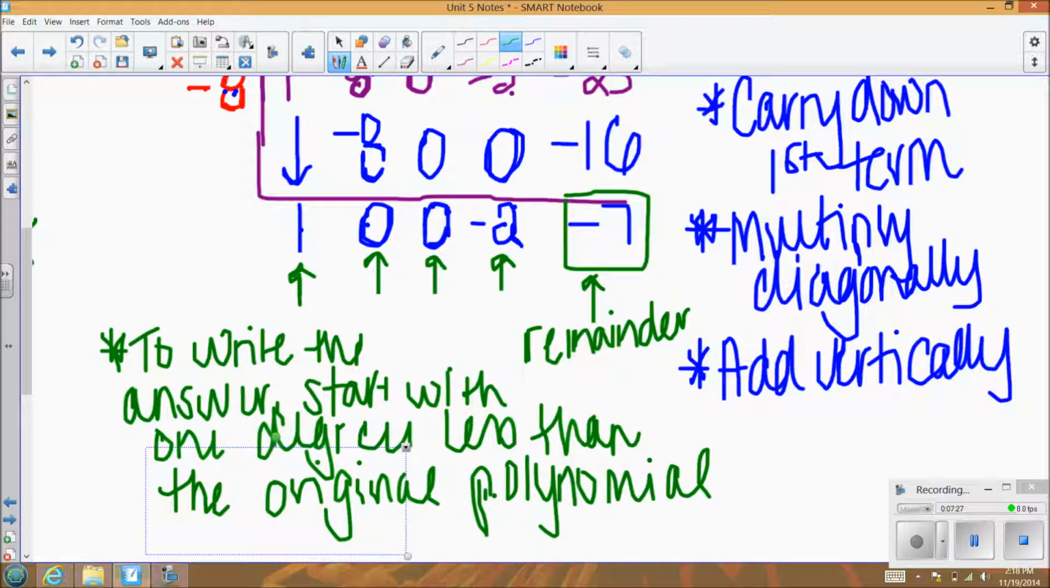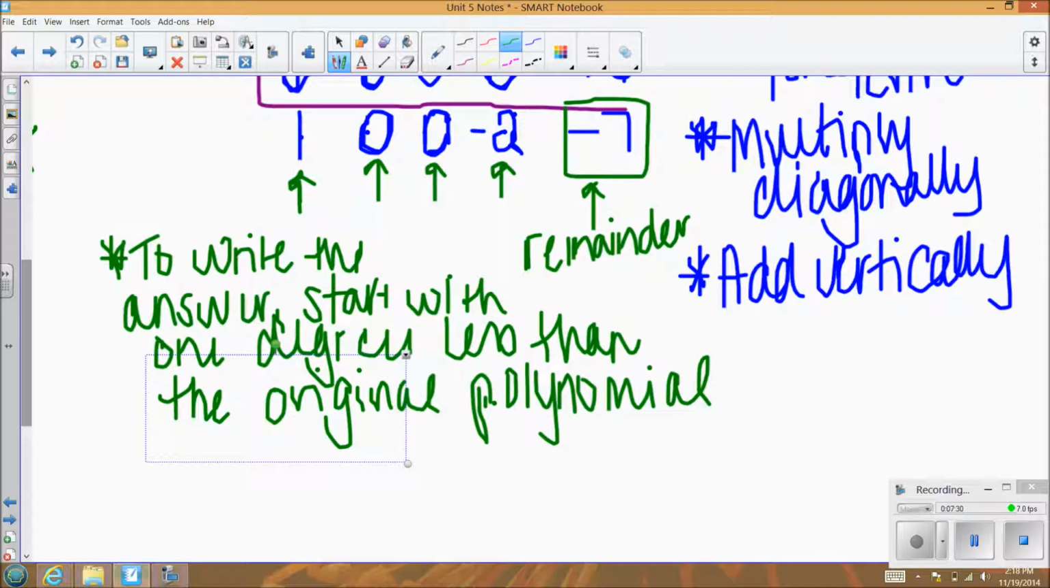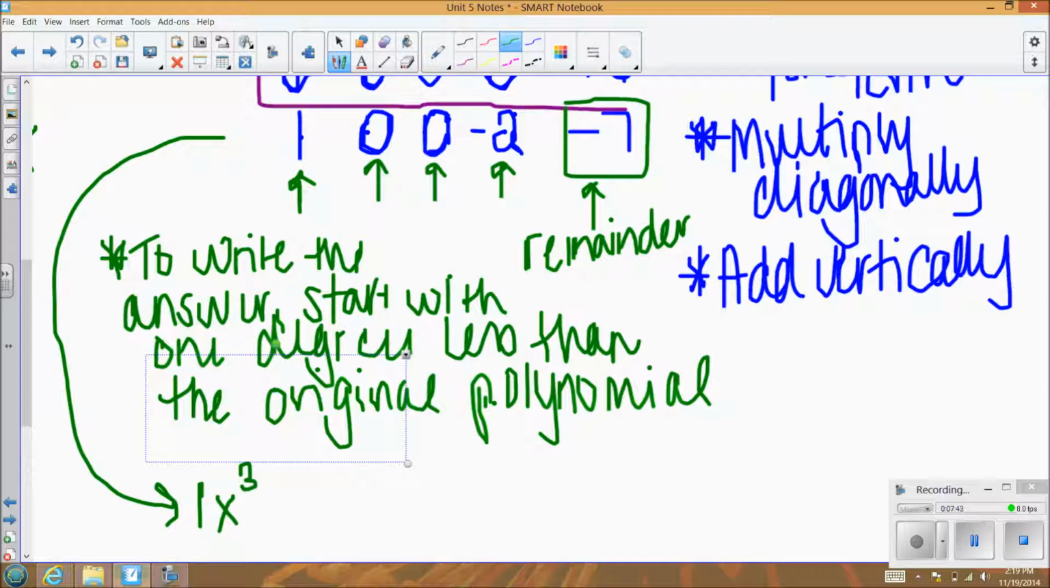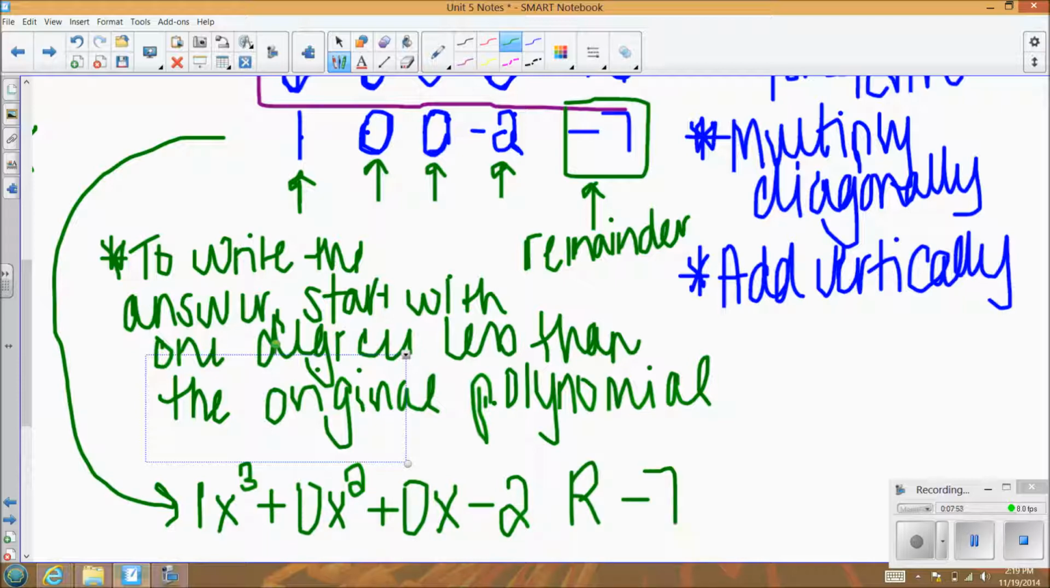So since I started with an x to the fourth, my leading coefficient is going to be 1. So I'm just going to write it just so you can see where it's coming from. I started with an x to the fourth and I divided by a linear term, which means now I have an x to the third plus 0 times x squared plus 0 times x, and then minus 2, and then the remainder is going to be negative 7.